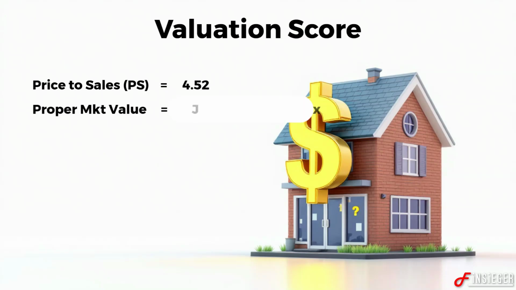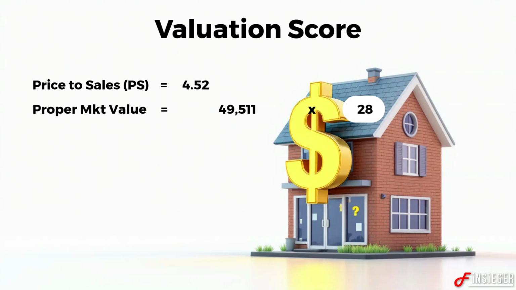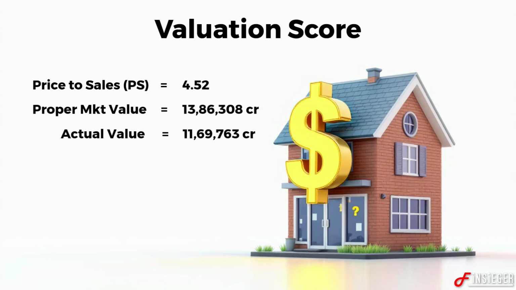Proper market value is calculated by justified earnings multiplied by adjusted PE. In TCS's case, justified earnings is 49,511 crore, which is multiplied by the adjusted PE according to 8% growth, which is 28. So we get a proper value of 13,86,000 crores, which is quite close to its actual value, which proves the stock is slightly undervalued.